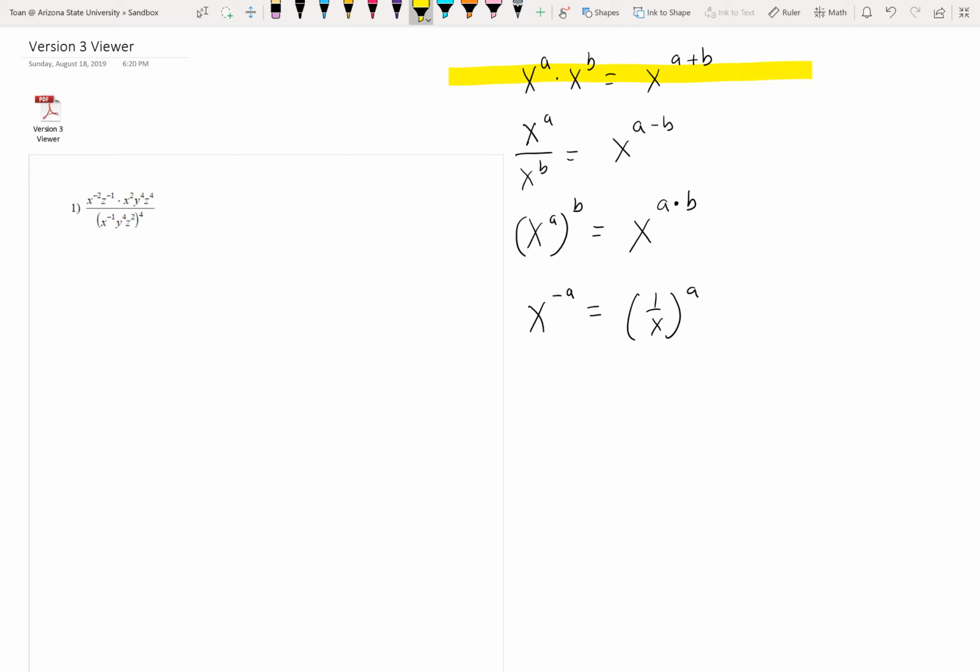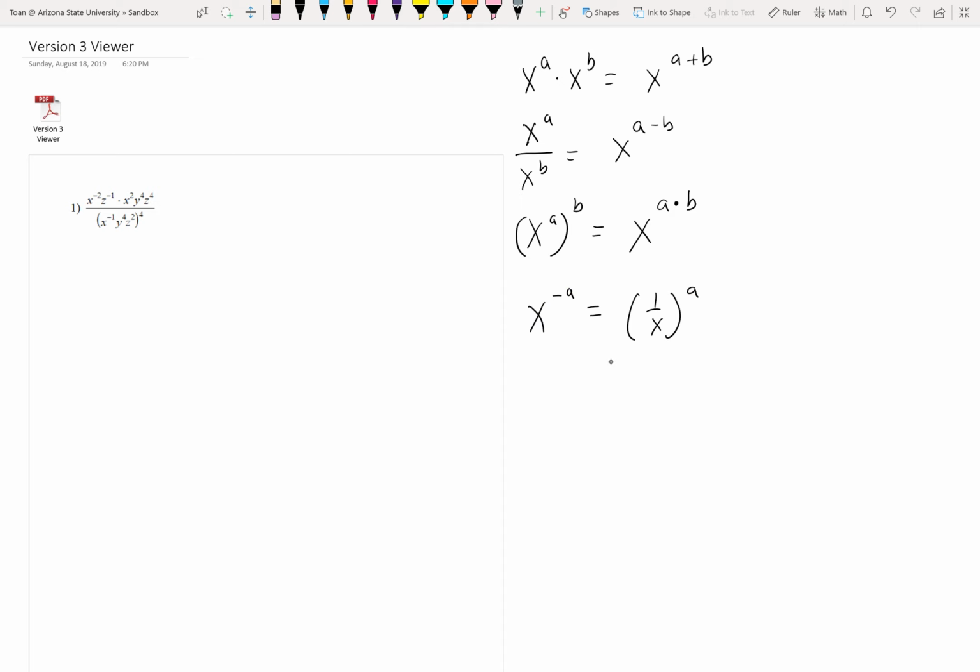First one here is the product property. When you multiply like bases, you can condense them together by adding the exponents. The quotient property, the division property, is the exact opposite. When you divide like bases, you subtract the exponents. The power property: if you have exponents on top of other exponents, you multiply them. And then the negative exponent property says if any base has a negative exponent, that negative tells you to reciprocate the base.